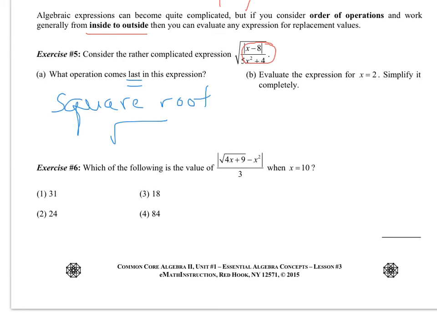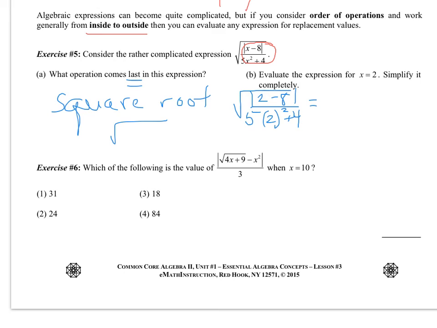So let's try this. Evaluate the expression for x equals 2, and let's simplify it completely. If I take this expression, again, it's going to be a little bit big here, and plug in 2 into the variable. I'm going to copy this down with just the 2 where the x is. So the absolute value of 2 minus 8 is underneath that square root sign, and that's over 5 times 2 squared plus 4.